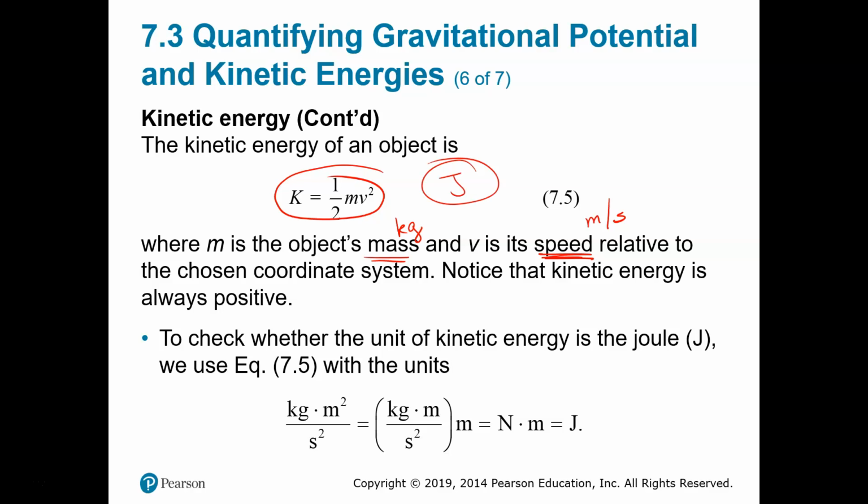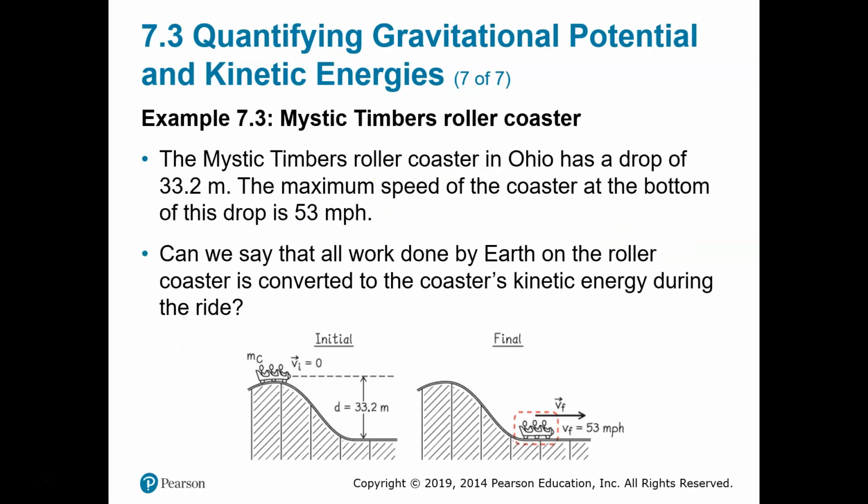I know, shocking. So let's look at an example here. The Mystic Timbers roller coaster in Ohio has a drop of 33.2 meters. Guys, that's close to 100 feet. The maximum speed of the coaster at the bottom of this drop is 53 miles per hour. So we want to know, can we say that all of the work done by the Earth on the roller coaster is converted to the coaster's kinetic energy during the ride?